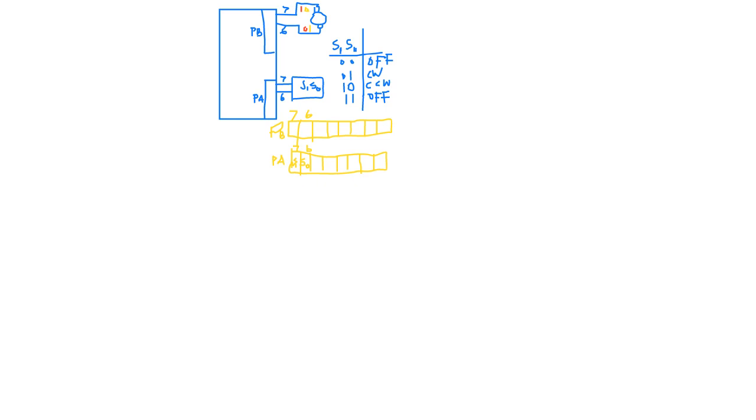Now, first of all, we have to find the address. We already know the addresses of port A, port B, port C, and the control register. And then what we have to do is find the control word. What is the control word here?